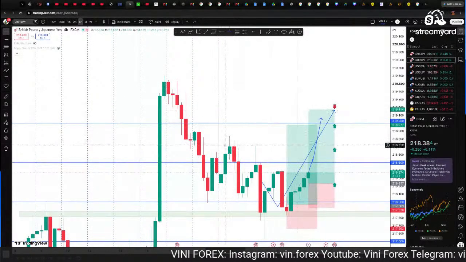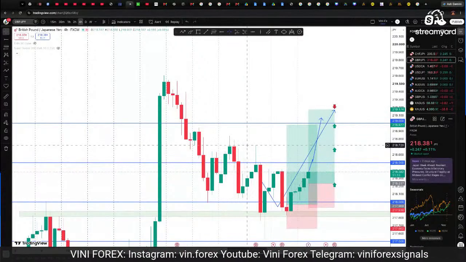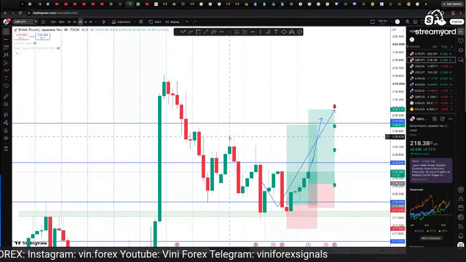So now, what is the highest candle? What is the highest level the market has gotten since this week?